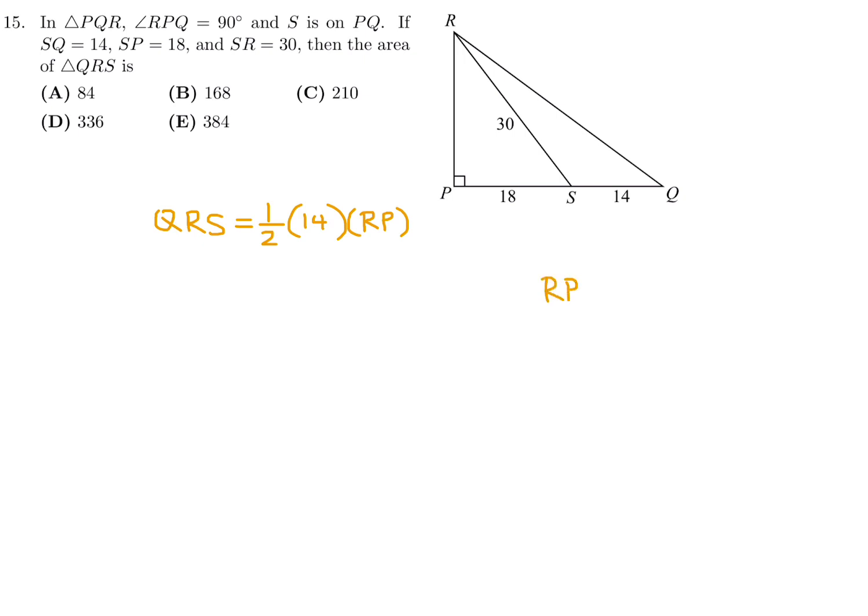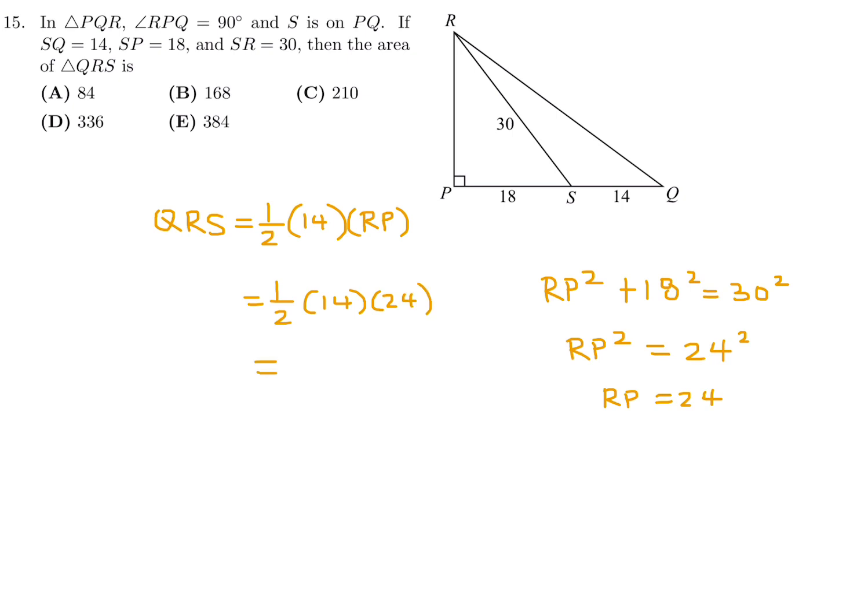RP can be easily calculated using Pythagoras. RP squared plus 18 squared is equal to 30 squared, if you look at this triangle right here and use Pythagoras. So that means RP squared, if you do that math, is going to be 24 squared, and then RP will be 24. So that's it. So we'll just go back and plug it in here. We got 14, and then RP is 24. So this looks like 7 times 24, which is 168. So number 15, the answer is B.